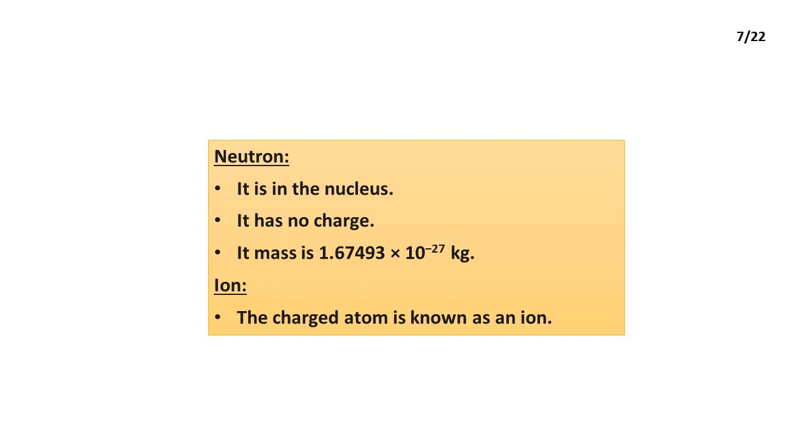Neutron. It is in the nucleus. It has no charge. Its mass is 1.67493 × 10^-27 kilogram. Ion. The charged atom is known as an ion.